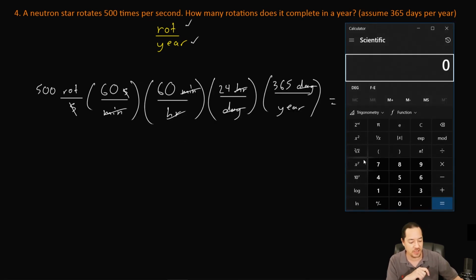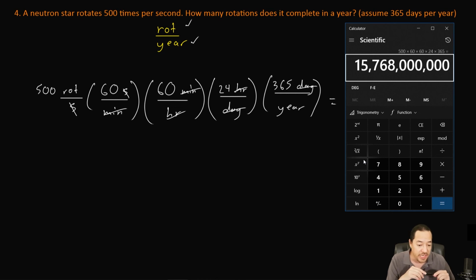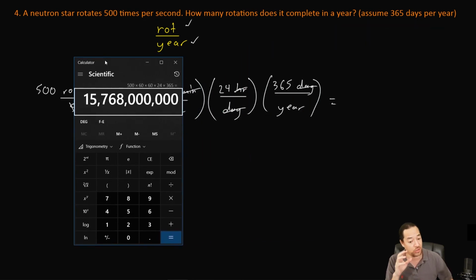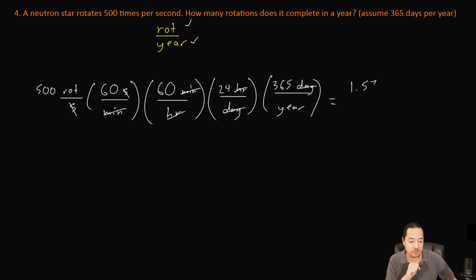And what do we get? 500 times 60 times 60 times 24 times 365 equals, wow, that's a big number. Okay, 15.7 billion rotations in a year. Now, I prefer maybe to write this in scientific notation. So in that case, it would be 1.57 times 10 to the 10 rotations per year, right?